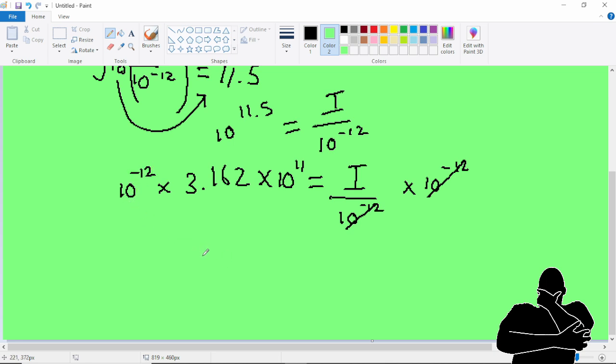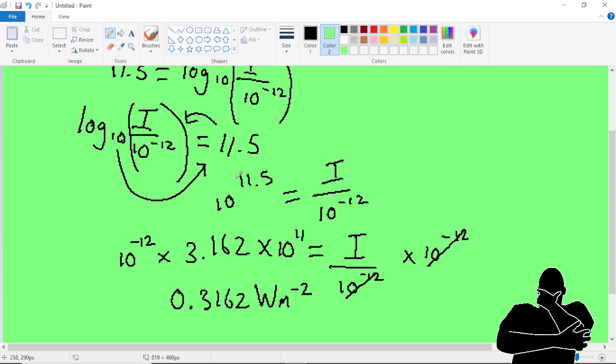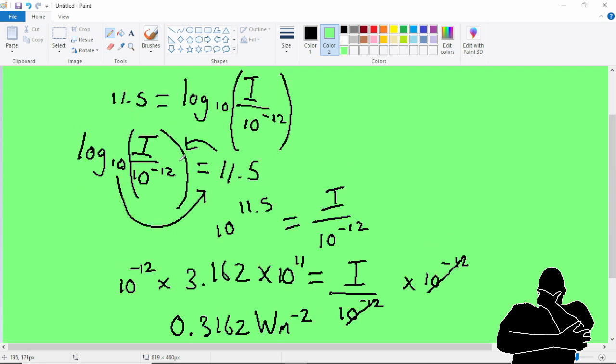And then our final answer is going to be 0.3162. Don't forget your units, watts per meter squared. And as you can see, we got the same answer as the previous way of working out the question. So why was this one easier? Well, we never had to do any logarithms, so to speak. Once we got here, it was just algebra.